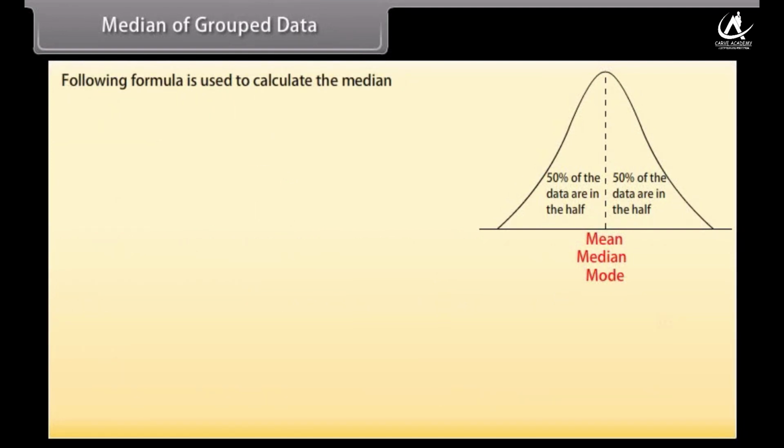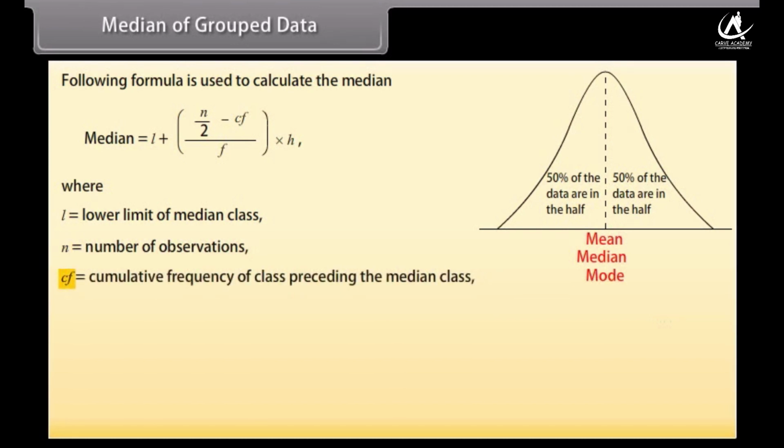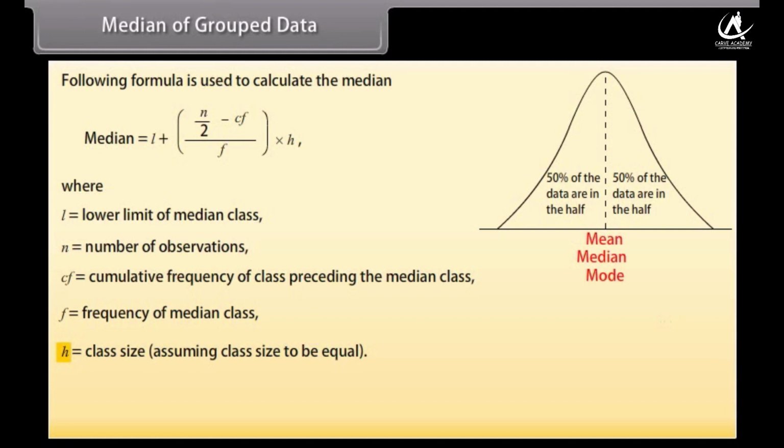Following formula is used to calculate the median: L plus ((n by 2 minus CF) divided by f) multiplied by h, where L is equal to lower limit of median class, n equals number of observations, CF equals cumulative frequency of class preceding the median class, f equals frequency of median class, h equals class size, assuming class size to be equal.